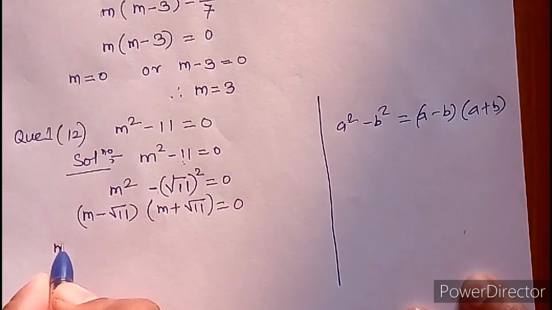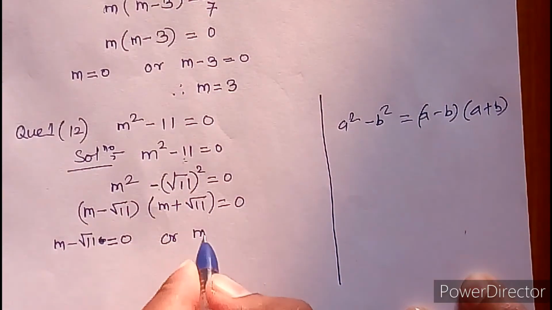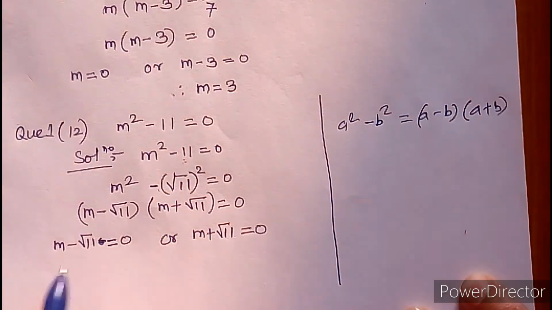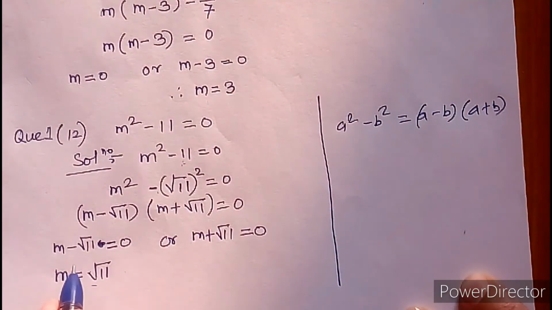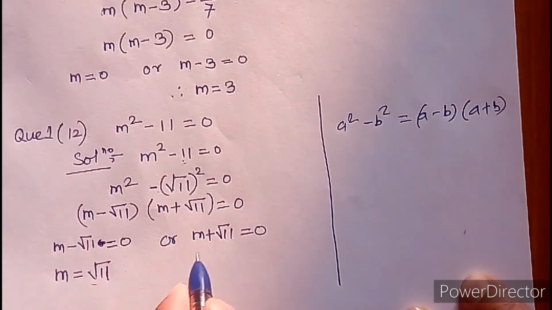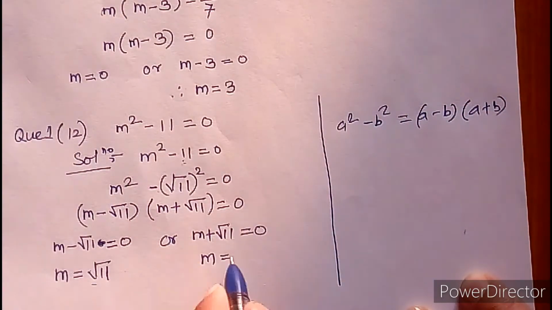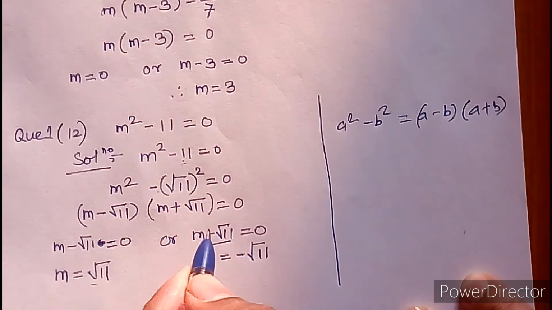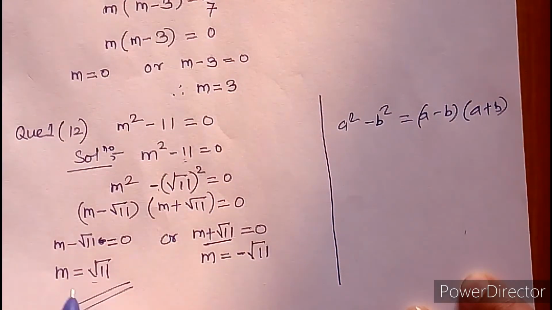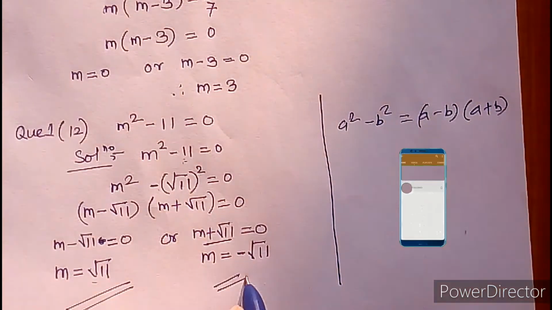It means that either m minus root of 11 equals 0 or m plus root of 11 equals 0. So m will be equal to plus root of 11, because on changing side, minus root of 11 becomes plus root of 11. Or from m plus root of 11 equals 0, m will be equal to minus root of 11, because on changing side, plus root of 11 becomes minus root of 11. Here we get the two values of m, plus root of 11 and minus root of 11.